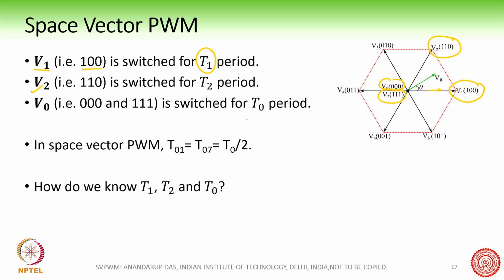And basically this T0 period is divided into two parts, right? T0 by 2 and T0 by 2. So this 000 and 111 are used for T01 and T07 time periods. So this is how space vector PWM is done, right? We switch the three nearest vectors for time durations T1, T2 and T0, where the T0 part is split into two parts, the first 000 and the 111.